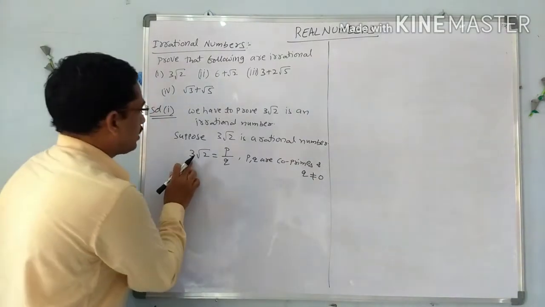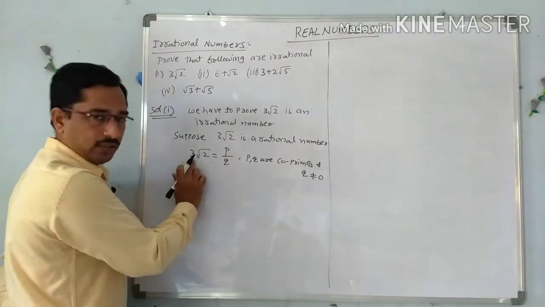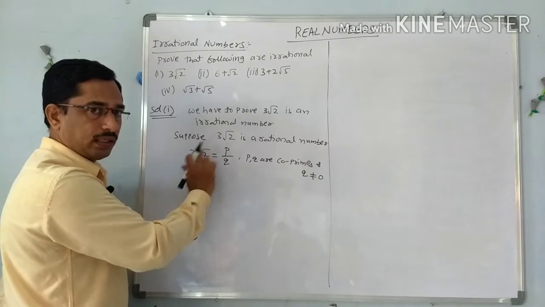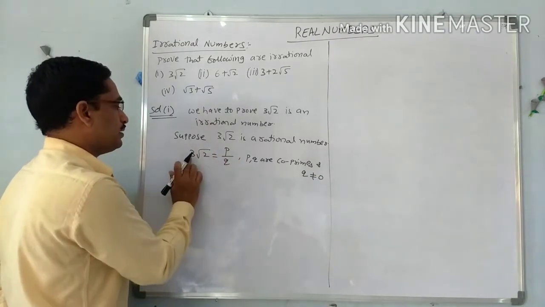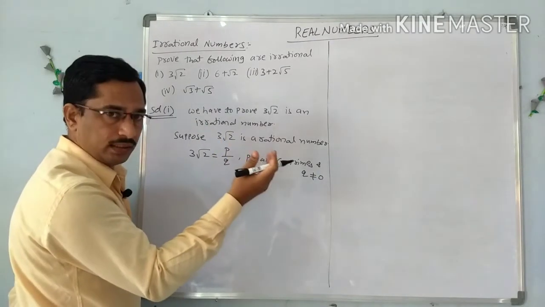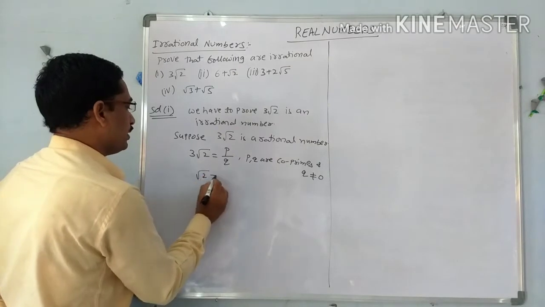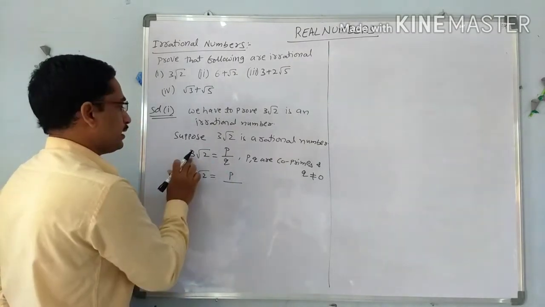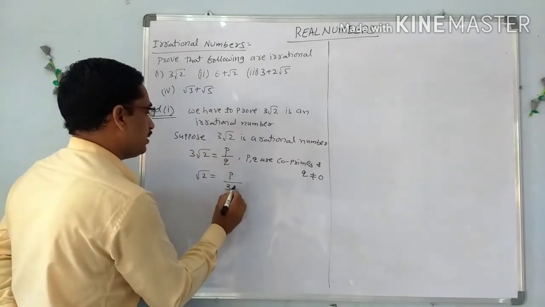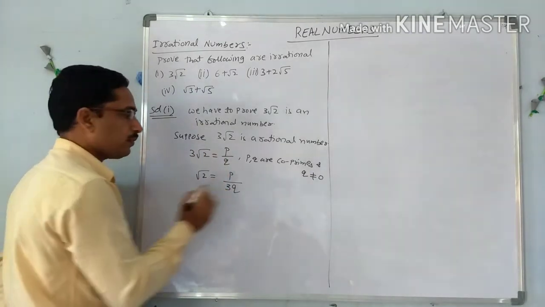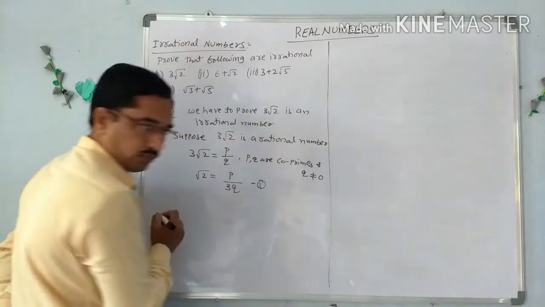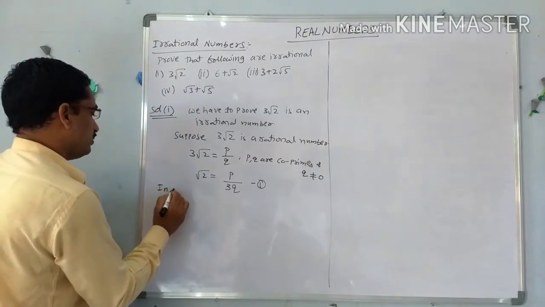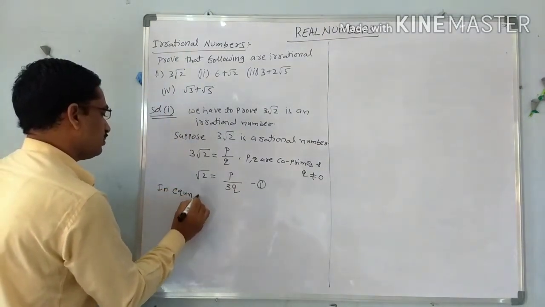Now transpose 3 to the right side. Here 3 is multiplication, and multiplication is converted into division; it is in the numerator on the left, so on the right side it is in the denominator. So root 2 equals p by 3q. Say this is equation 1. In equation 1, what do you observe?